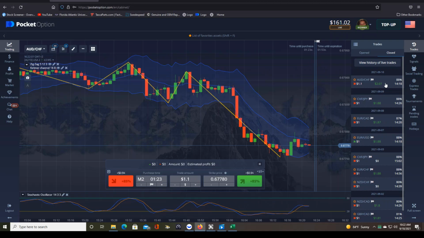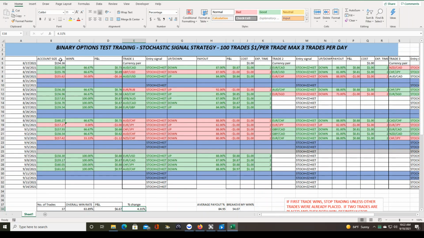And so this is the accountant's values, they match and everything. So 161.02 is where we're at. This is where we started when we started trading this plan, back on August 17th. So we're not even one month into this. And the plan that I trade is very strict and it's very well defined.